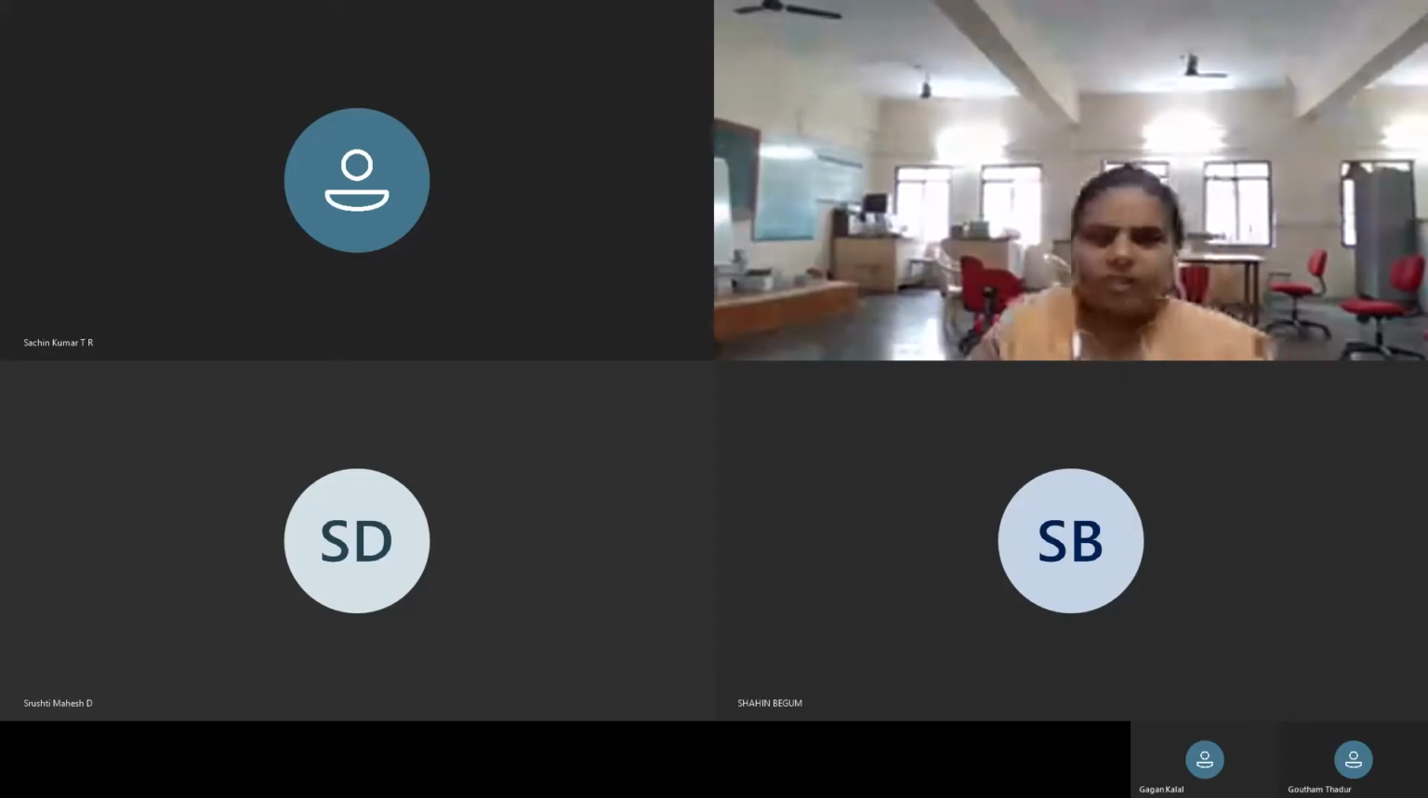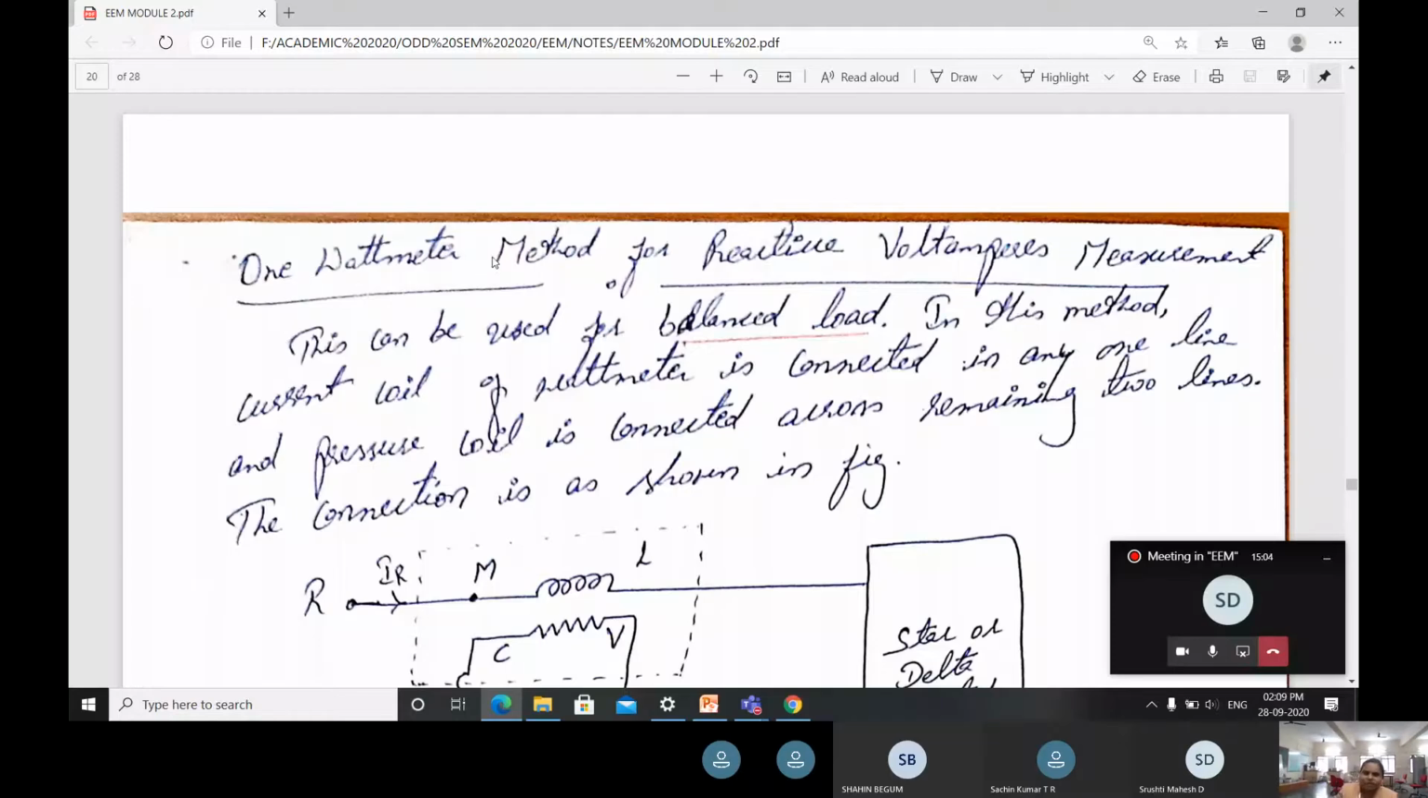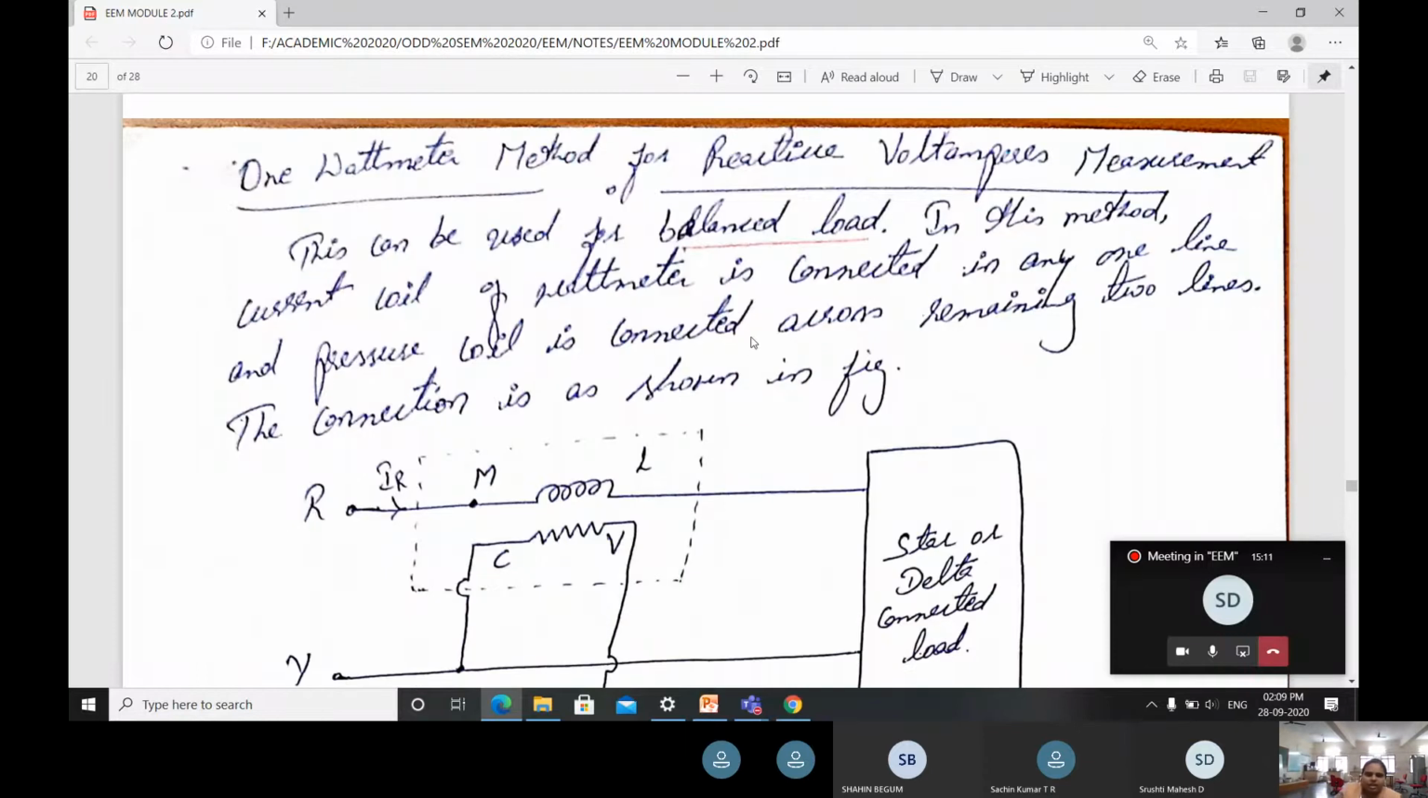The next topic is the one wattmeter method for reactive volt amperes measurement. In this, you already learnt how the measuring of power is done by using a wattmeter. Here in this case we are going to use only one wattmeter.